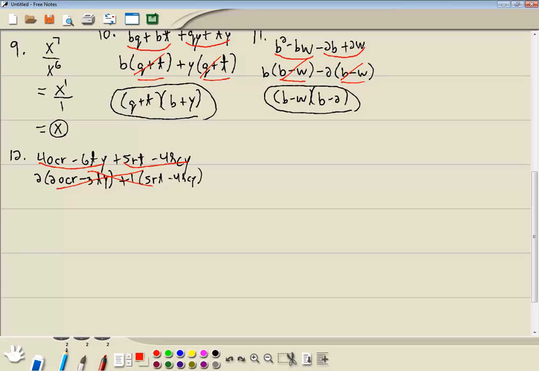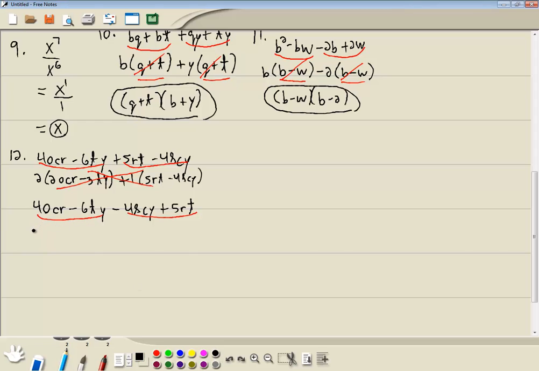This one we're going to need to rearrange. Now, I'm going to leave this 40CR here. That's fine. Minus 6TY. That's fine. But here I'm going to reverse these. So I'll put the minus 48CY here, and then plus 5RT here. Doesn't mean it'll work, but we'll try that, because at least you've got to have a pattern. So let's try that.